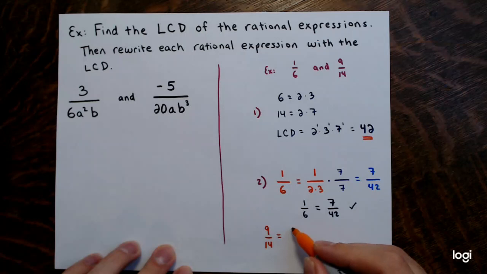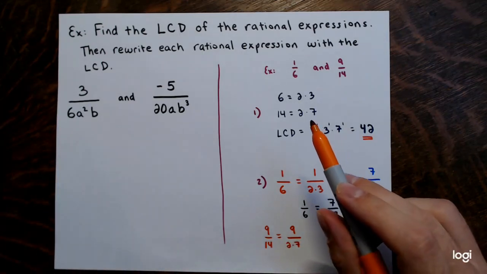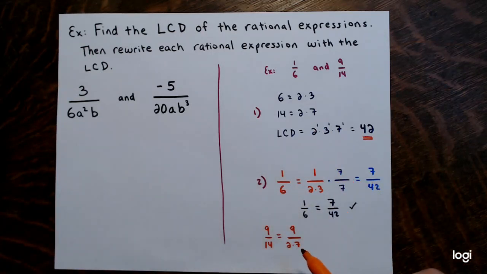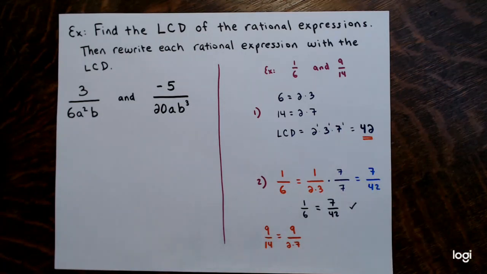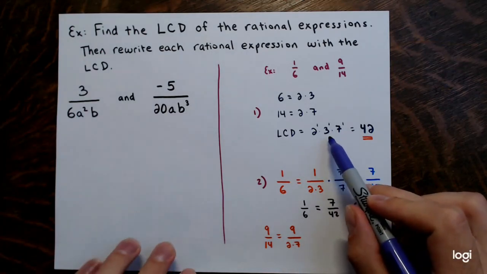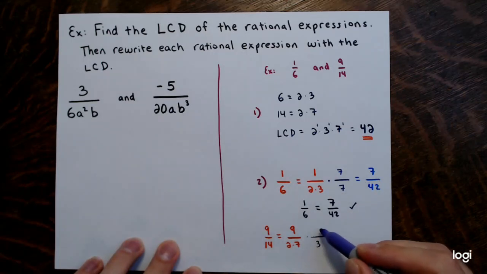Again, if you want, I'm going to write that as 9 over, and then factor the denominator. 14 factors to 2 times 7. We saw it up here. And then all we're trying to do is rewrite it so that it has the same value but a new denominator, a denominator of 42, the LCD. So what's missing? Well, I have 2 times 7, factors of 2 and 7. The only factor that is missing that's in the LCD is 3. So I'm going to multiply the numerator and denominator of this fraction by 3.